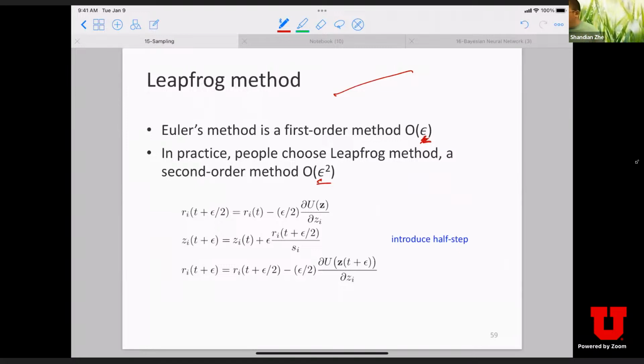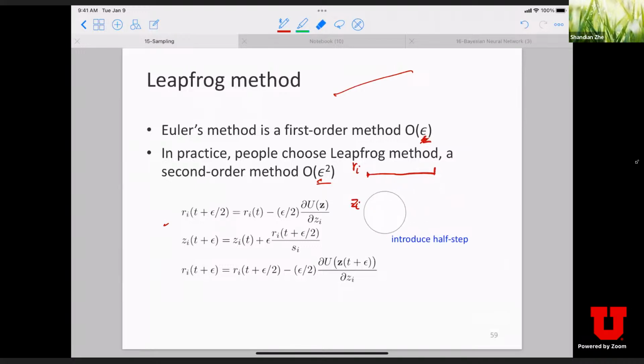So what is the leapfrog method? It's a very smart design. We know that we're going to evolve both the momentum R and position Z. So Ri and Zi are just the ith element of your momentum vector and the position vector. It introduces a concept called half step. What does it mean? You can define your step size to be epsilon.